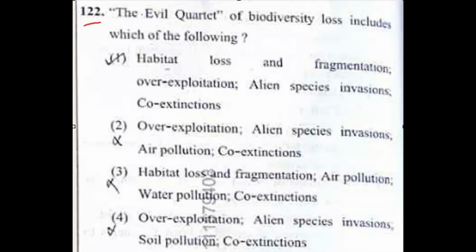Question number 122. The evil quartet of biodiversity loss includes which of the following? Option 1, habitat loss and fragmentation, overexploitation, alien species invasion, co-extinctions. Yeah, this is the correct answer. We'll check the other ones also. Overexploitation, alien species invasions, air pollution, co-extinctions; habitat loss and fragmentation, air pollution, water pollution, co-extinctions; overexploitation, alien species invasion, soil pollution, co-extinctions. The answer is option 1.